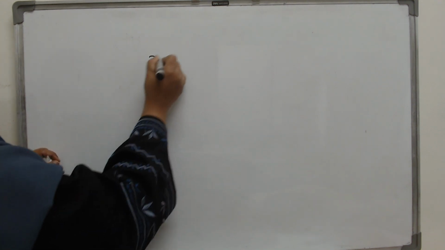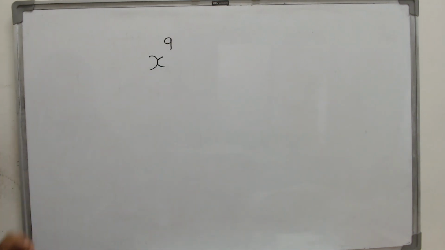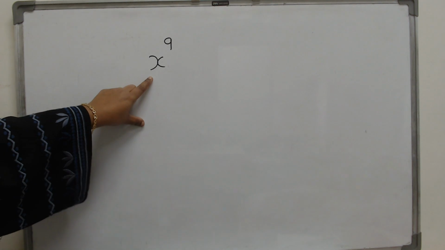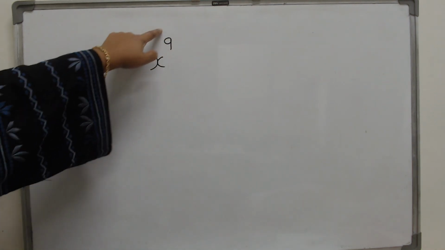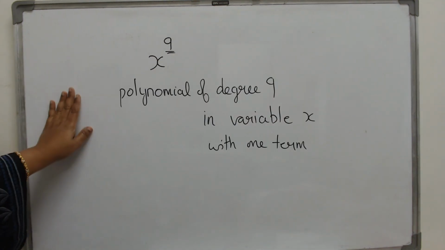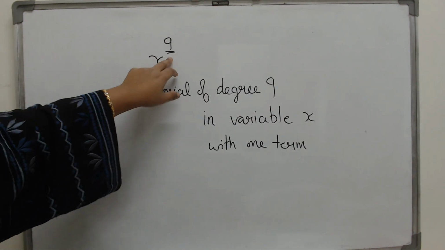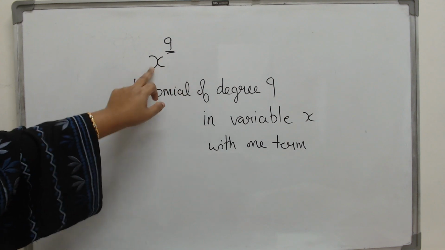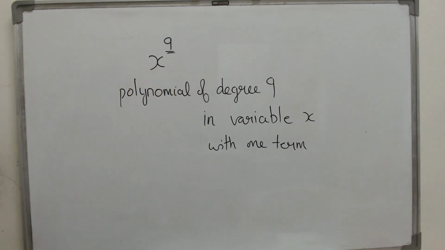Today let us study about the degree of a polynomial. Let us start with something basic. Here you have a polynomial. What is its degree? Its degree is the exponent of the variable that you see here. So what you see here is a polynomial of degree 9 in the variable x with just one term.